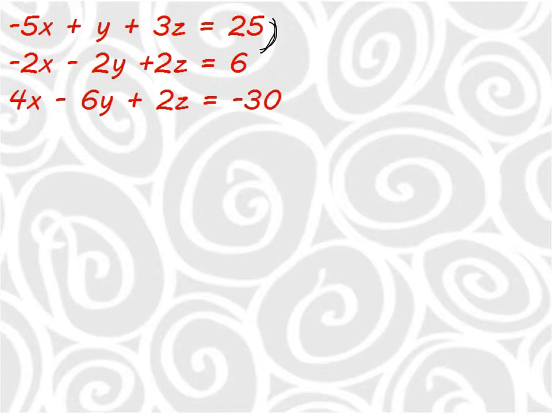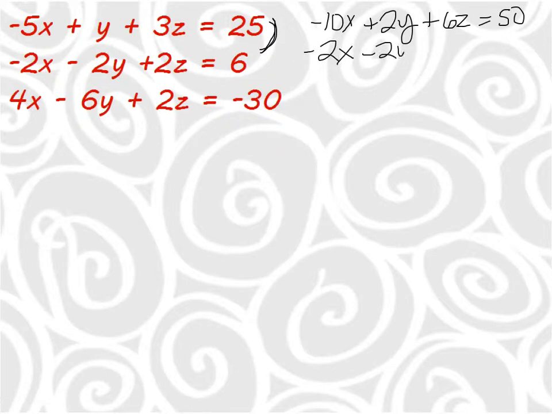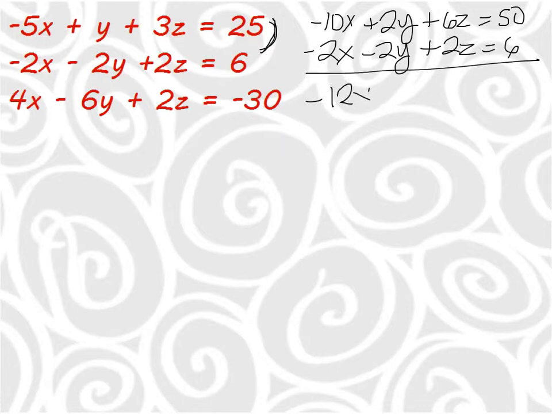So I'm going to take the top one times 2. So that'll get a negative 10x plus 2y plus 6z equals 50. Okay, in the second equation, I'm just going to rewrite it. So negative 2x. There's the y's that are going to drop for me. I get negative 12x plus 8z equals 56.